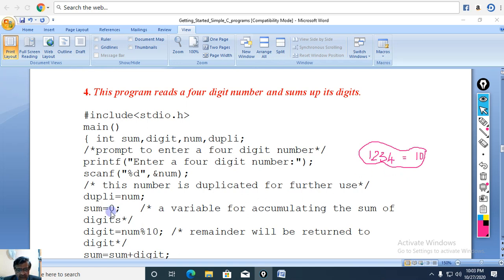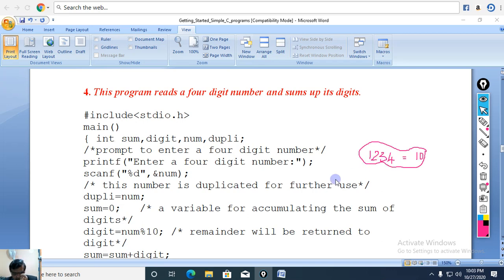Sum equal to 0. This is called an accumulator. This is meant for possible accumulation. In the beginning it doesn't have anything in its content, therefore it is initialized to 0. It will gather 4 first, then it will add 3. After removing 3 from here, successively this number will also be slashed. First it will be 1234, in the next step it will become 123, next 12, next it will become 1.